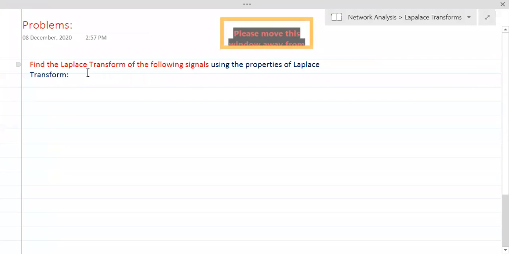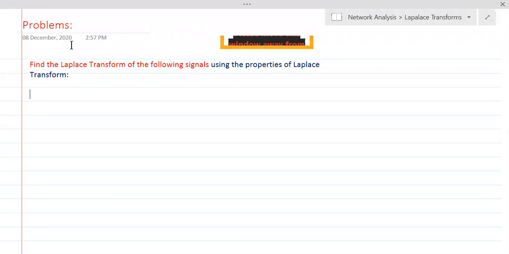Yes, everybody, let's get on with the problems. The problem statement says: find the Laplace transform of the following signals using the properties. We have seen the properties now. Keeping those properties as the reference, or using the results of those properties, we need to solve these problems. Otherwise, the solution gets bigger and lengthier. To make the solution smaller and effective, we make use of these properties.